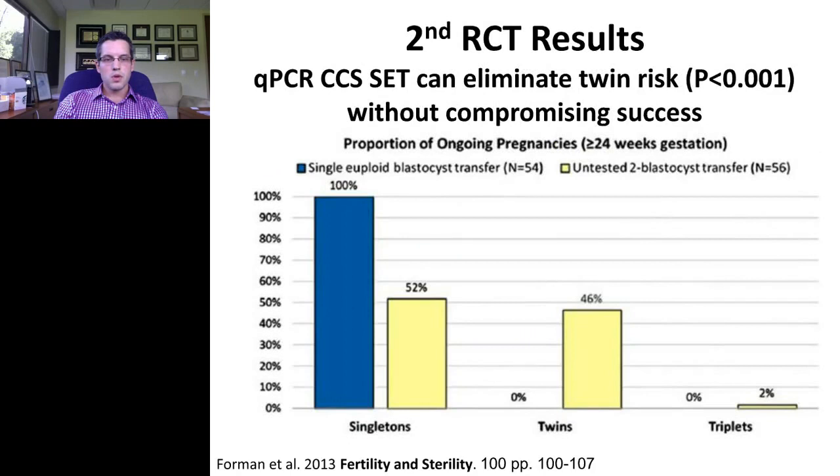And then one of the secondary measures was looking at the risk of having a twin gestation. And here you see that with a single euploid blastocyst transfer, 100% of the pregnancies, as might be expected, were singletons, whereas almost 50% of the two untested blast transfer cases in the control group were actually twins. So there was a significant reduction in the prevalence of twins with the use of a single euploid embryo transfer with CCS.